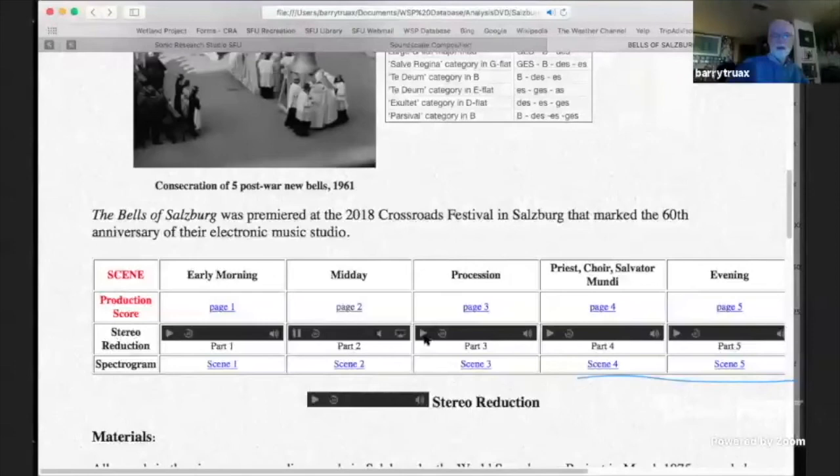So even with the procession, for instance, just a little bit of that, the priest and the choir and the people milling, processing around the square, you can hear how that is smoothing out.